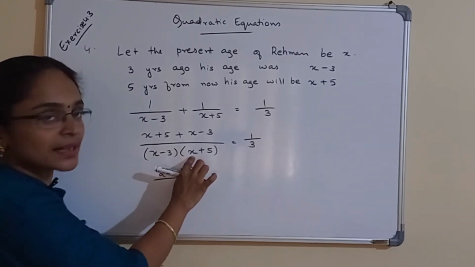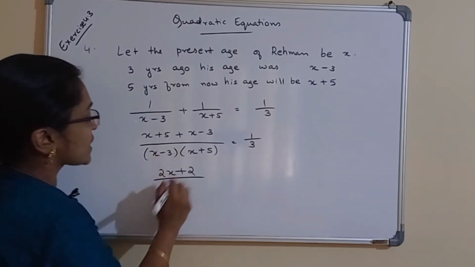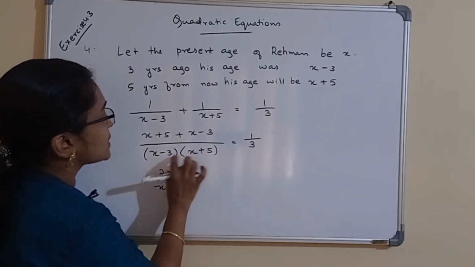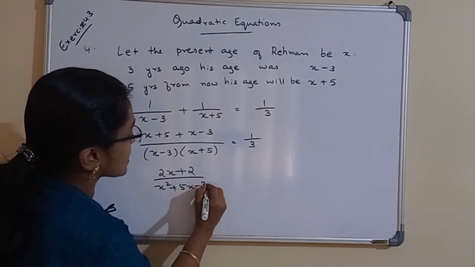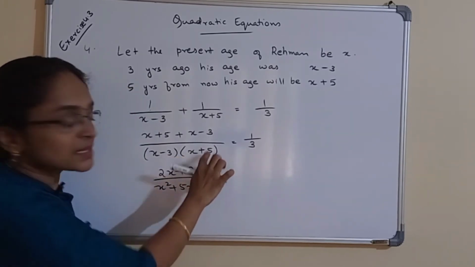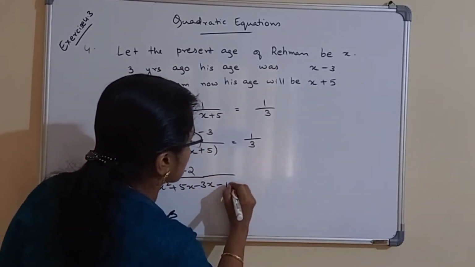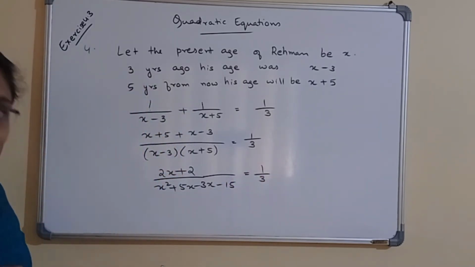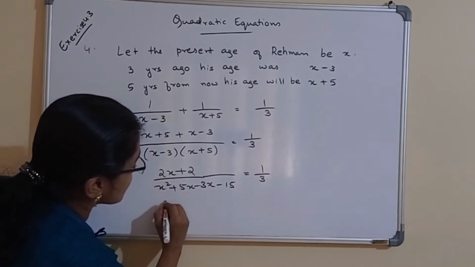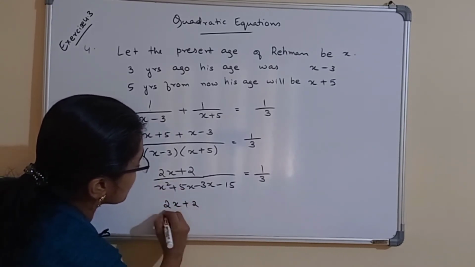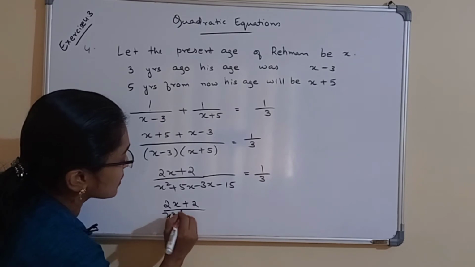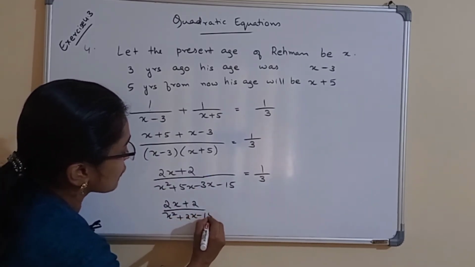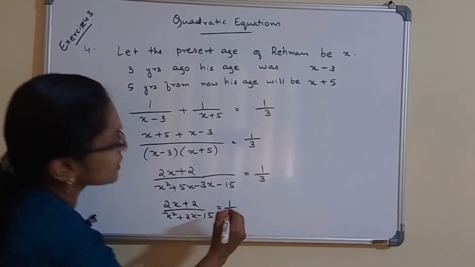First multiply this x by x plus 5. x into x is x square. Then x into 5 is 5x. Then minus 3 into x is minus 3x. Then minus 3 into plus 5 is minus 15, is equal to 1 by 3. Now this is 2x plus 2 by x square, then 5x minus 3x is plus 2x, then minus 15 is equal to 1 by 3.